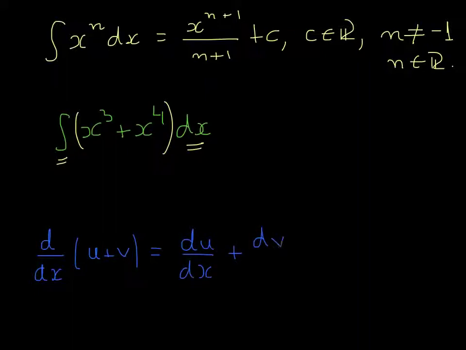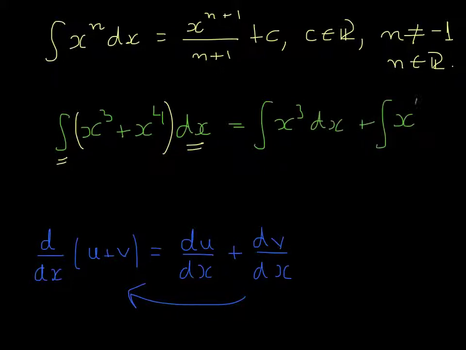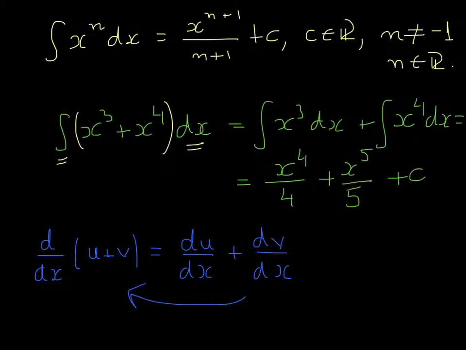Now if we think that integration is the undoing of differentiation, then we'll see that the integral of x cubed plus x to the power of 4 is the same as the integral of x cubed dx plus the integral of x to the power of 4 dx. Of course, with time we'll not write in such detail. So this is going to be x to the power of 4 over 4 plus x to the power of 5 over 5 plus c.